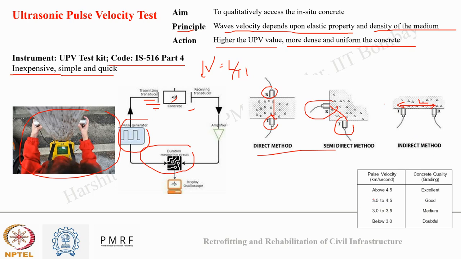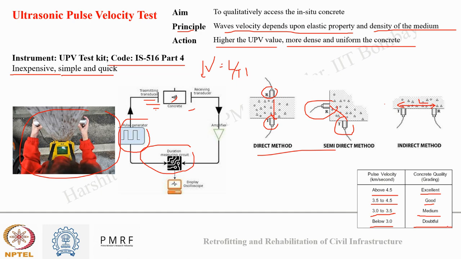Now, based on the recorded UPV value, as per the IS code, one can comment on the integrity of the structure. If my UPV value is above 4.5 kilometers per second, we say the concrete quality is excellent. If it is between 3.5 and 4.5, we say the concrete quality is good. Between 3 and 3.5, we say concrete quality is medium, and below 3, we say concrete quality is doubtful.